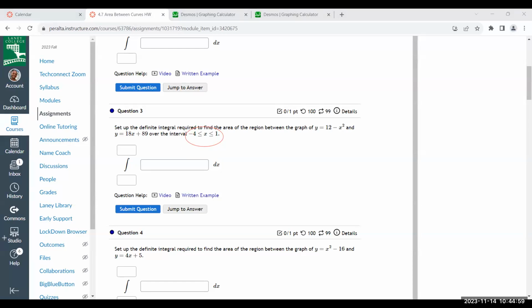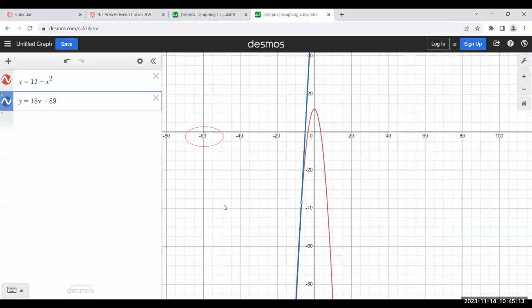So because of that, right away, I can put here -4 at the bottom and 1 on top. And now I'm going to go over to my Desmos where I have the functions graphed. And let's look at what's happening between -4 and 1. So again, notice this time they gave us an interval. They said -4 to 1.